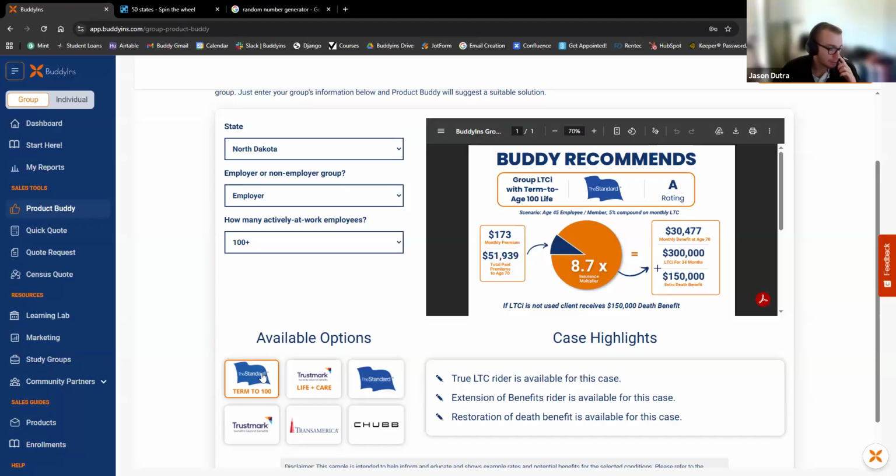So we do have all three term options here. We have Term to 100, Life Plus Care, and Chubb LBT available. We have the Standard's whole life. We have Trustmark ULE. We have Transamerica's UL10 available.